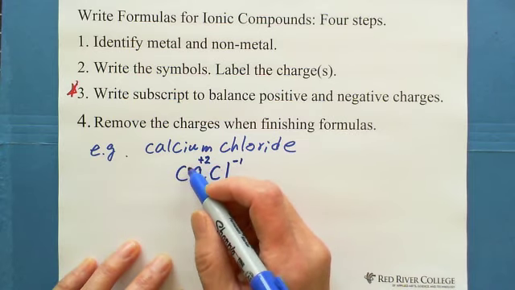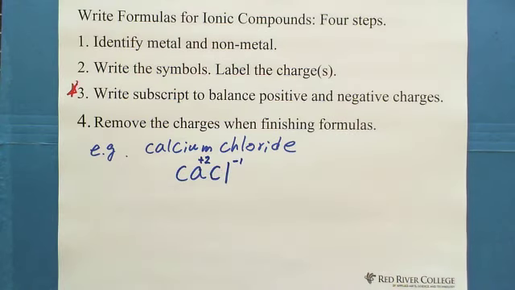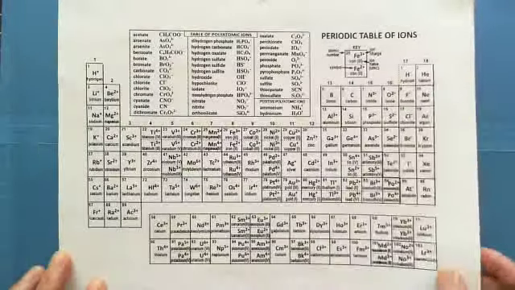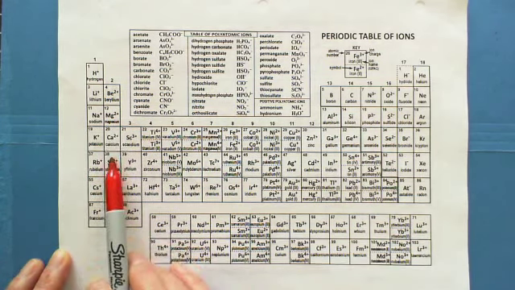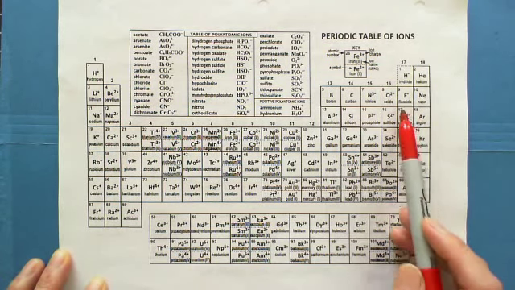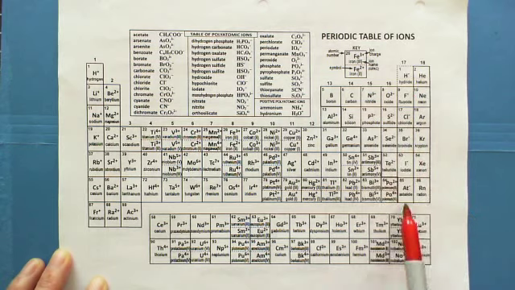If you don't know the charges, you can go to the periodic table of ions, so that you can find calcium is +2 and chlorine is -1. So this is the periodic table of ions. You can see Ca is in the second group and +2. Chlorine is -1 in the 17th column.